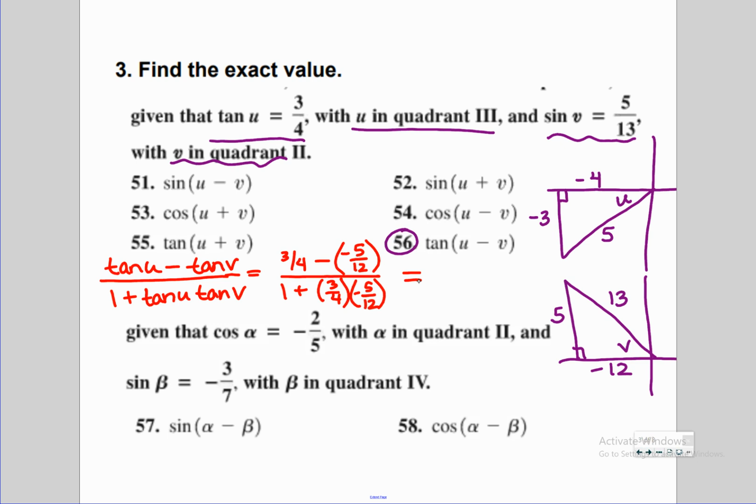So my numerator is 3/4 plus 5/12. My numerator is 7/6. Just leave that there for a second. My denominator, 1 plus 3/4 times -5/12, which is 11/16. And then you can just divide the two. 7/6 divided by 11/16, 56 over 33. Your final answer there.